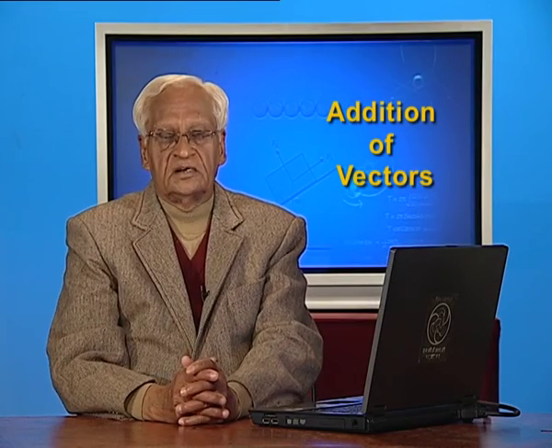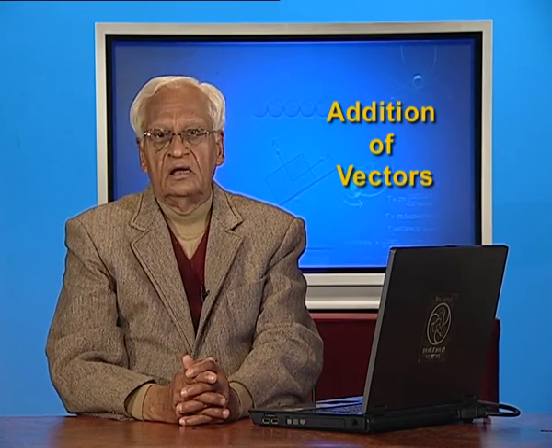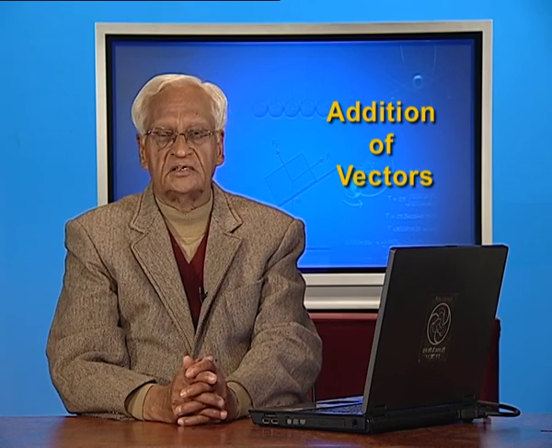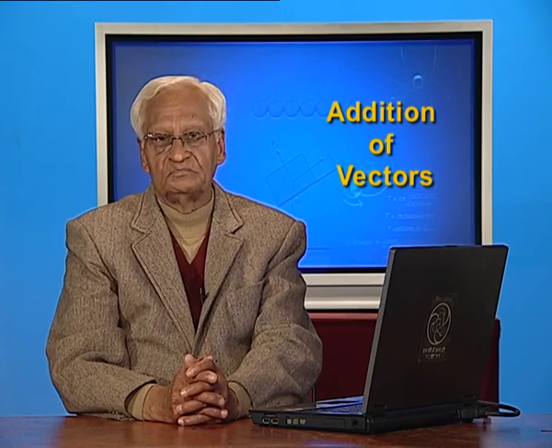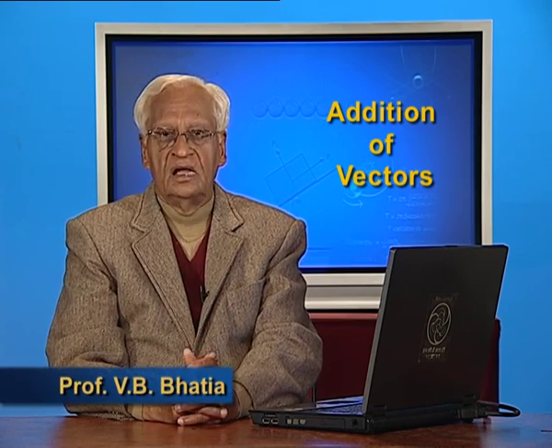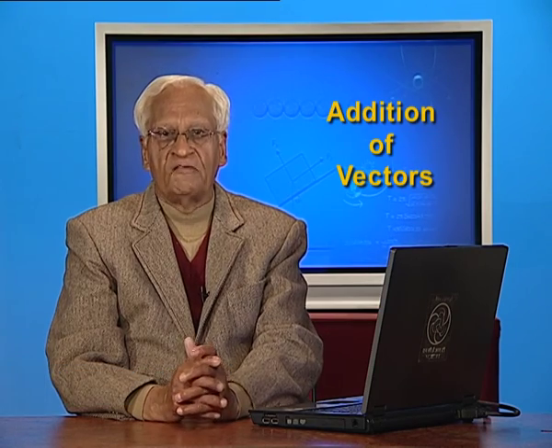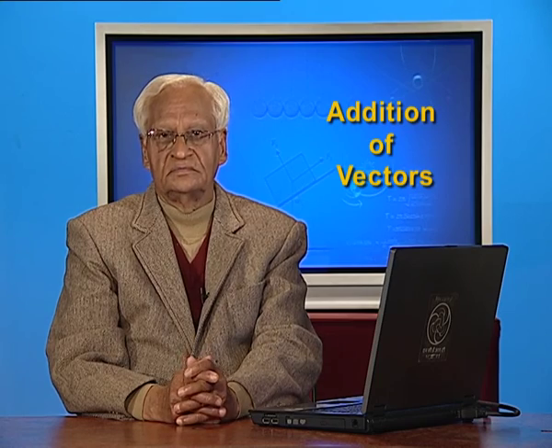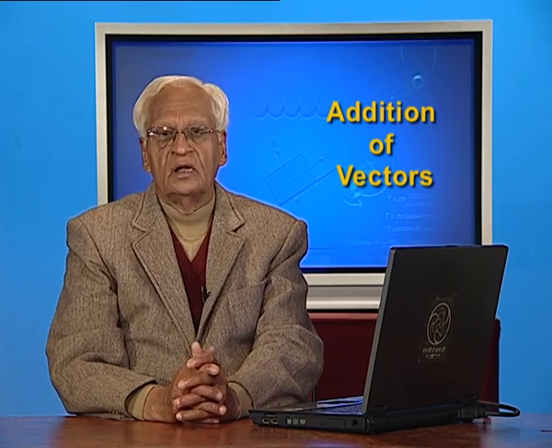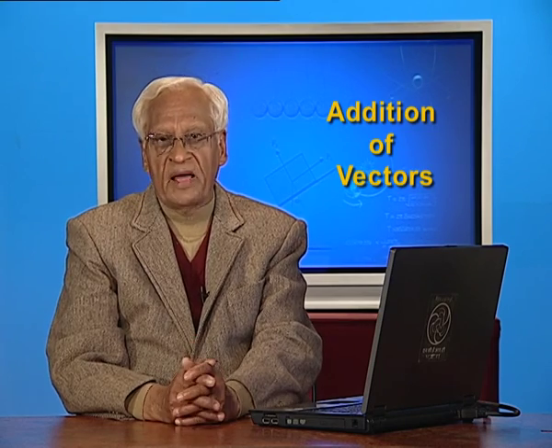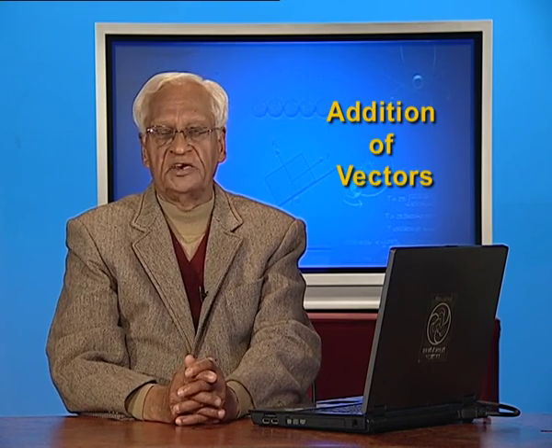In the last lecture, we talked of vectors and scalars. These are the two kinds of quantities we come across in physics. Scalars, as I told you, have only magnitude. Vectors, on the other hand, have both magnitude as well as direction. And I also told you that two vectors are equal if they are parallel and they have the same magnitude.